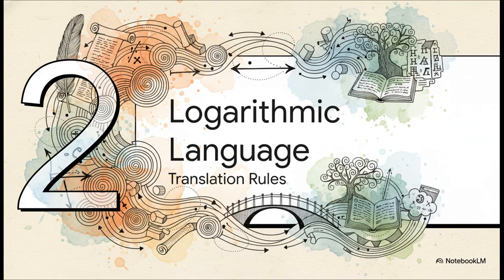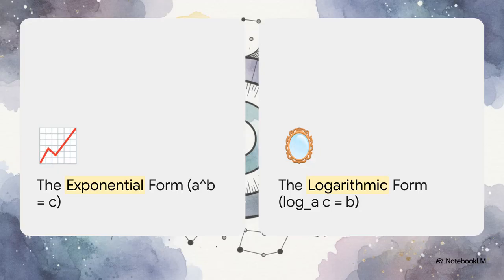Moving on to Section 2, translating the logarithmic language. I want you to think of exponential form and logarithmic form as two entirely different languages. It's kind of like English and Spanish, but they are saying the exact same sentence. In exponential form, a to the power of b equals c. Now, translated over to logarithmic form, log base a of c equals b. You'll notice the base, a, stays right at the bottom in both versions, but b and c just swap sides of the equal sign. At its core, a logarithm is literally just asking a question.